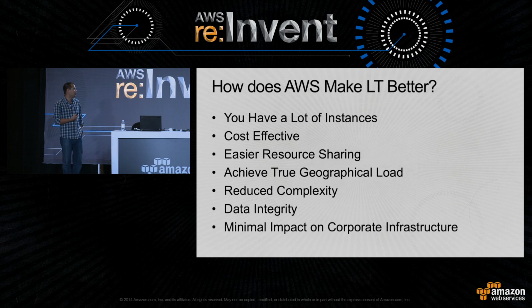And with AWS, you can actually achieve truly geographical load. You have 11 regions. We just announced Frankfurt. You can use those same CloudFormation templates to launch those stacks in as many regions as you choose, and then you can start your load test.